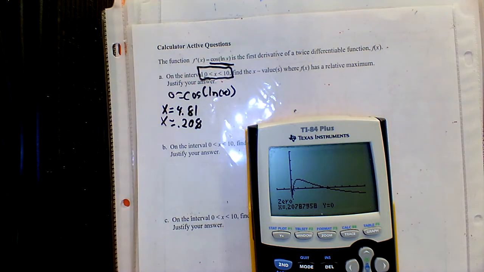Is anybody not able to get that or need help with the calculator? I can come around and show you. We're okay? We all found that? Alright, so we found our zeros.